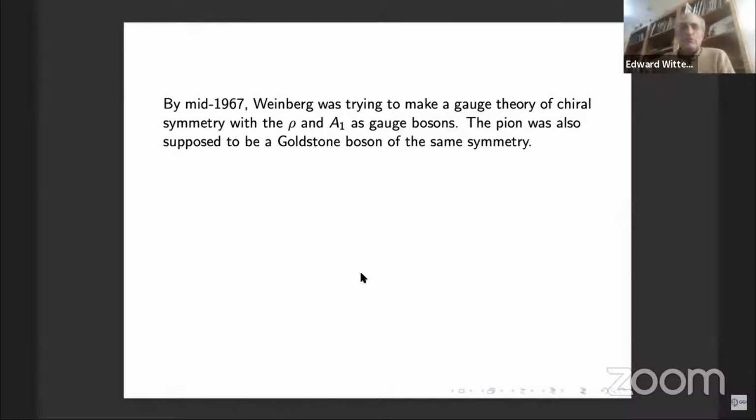With our modern understanding, that's clearly wrong. You can't make the same symmetry both a gauge symmetry and a global symmetry that would have Goldstone bosons. So it won't come as a surprise that the pieces didn't fit together.